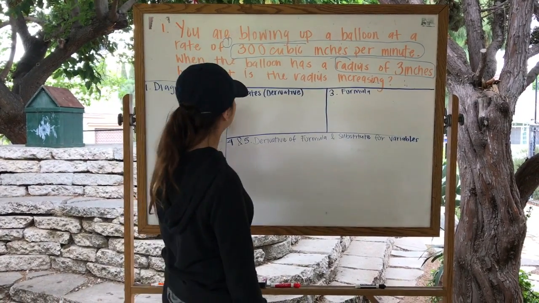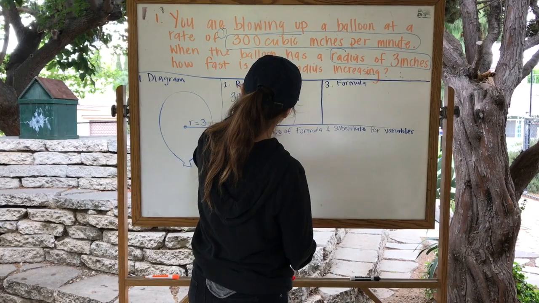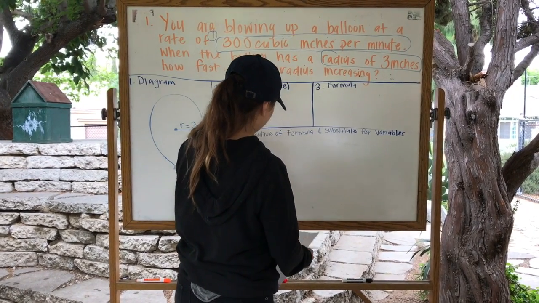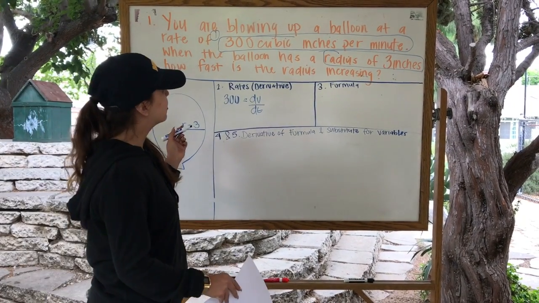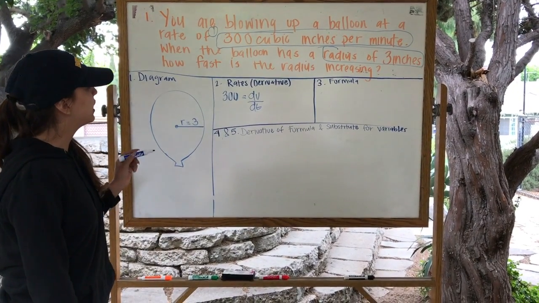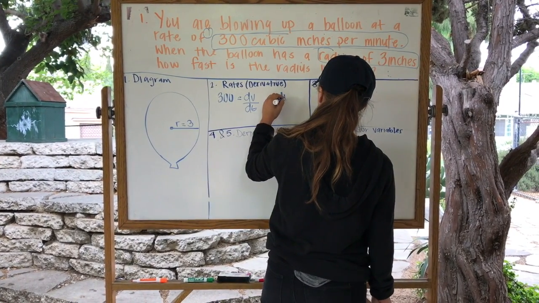We already circled this rate, and that's all we have to place in here. So the rate of this is going to be 300, and that is dV/dt, because that's the volume, that's how big it's getting. And it's asking us to find, when the balloon has a radius of 3, how fast is the radius increasing? So that means we have to find dr/dt.